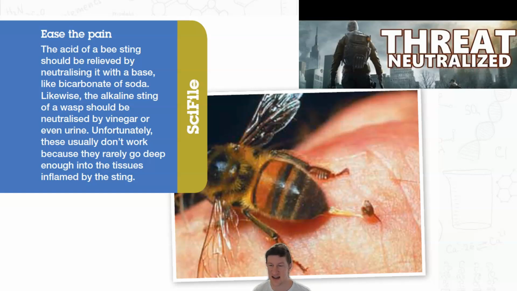These are actually the same sort of concept, but often the problem is that they don't normally work. The reason is that the stinger is injecting into your skin, whereas putting bicarb soda on yourself, you're just pouring it on the surface, so it's not getting into the wound where it's actually burning. For something like a jellyfish, it's a little bit different because it's affecting the surface, so you can actually neutralize that.